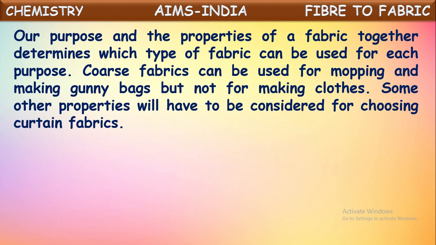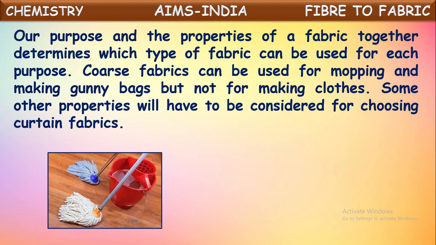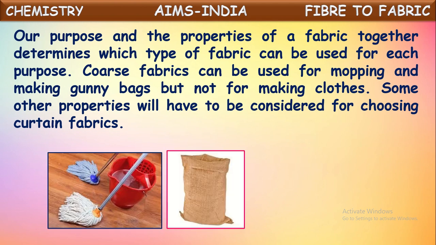Our purpose and the properties of a fabric together determine which type of fabric can be used for each purpose. Coarse fabrics can be used for mopping and making gunny bags, but they cannot be used for making clothes, isn't it? They won't give much comfort and won't look good either. This coarse fabric can be used only for making mopping sticks, mopping cloths, and even gunny bags. But this cannot be used for making clothes, isn't it?